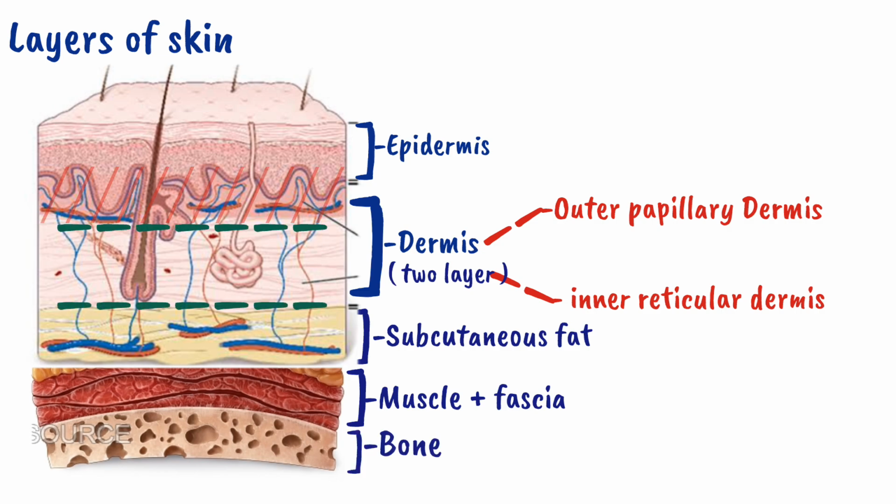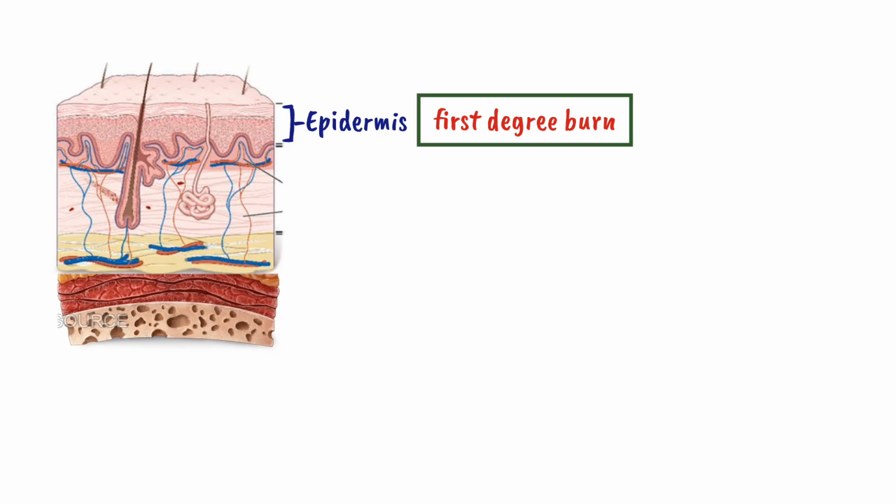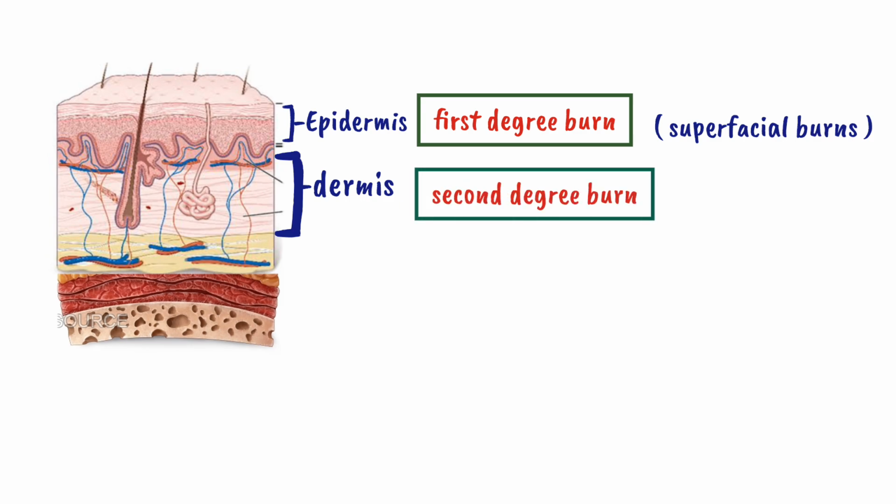So these different degrees correspond to the depth of the burns. If in a burn only the epidermis is involved, it is called a first degree burn. The first degree burn is also called a superficial burn. But if the dermis is also involved along with the epidermis, it is called a second degree burn. The second degree burn is also called a partial thickness burn.